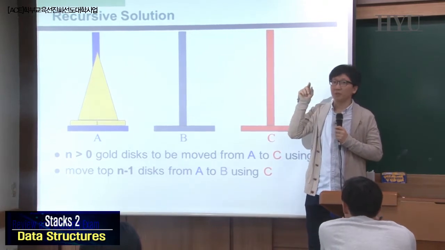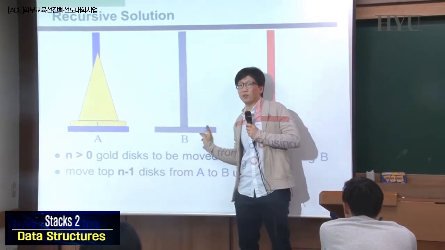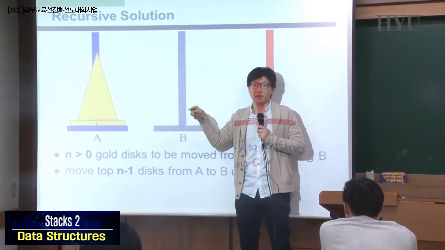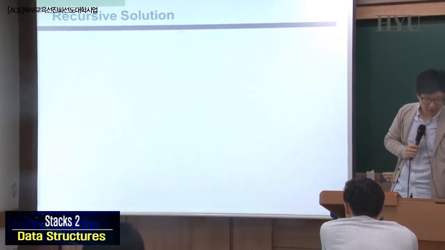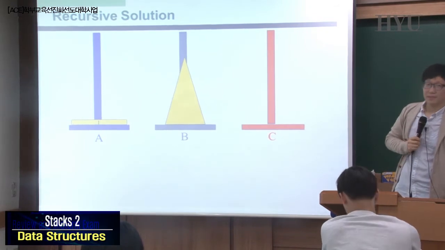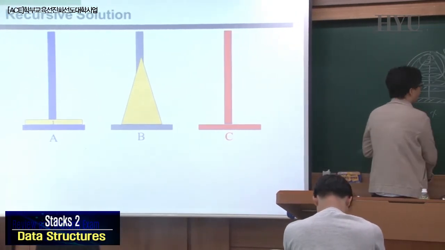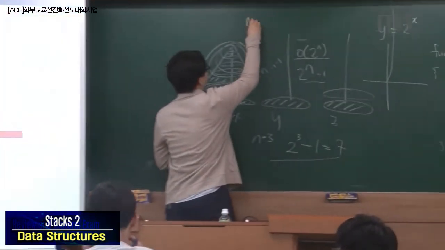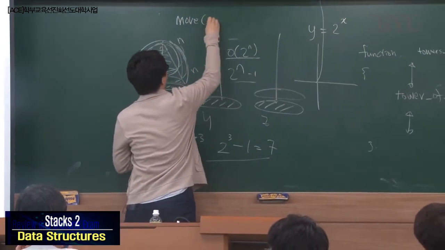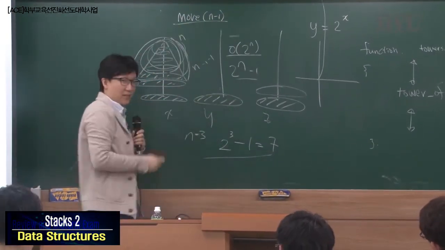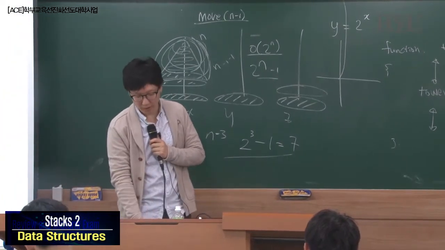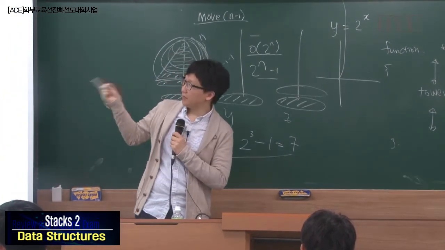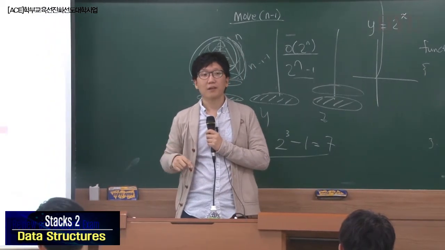So I look at how long it takes to move the n-1 disks over. Moves n-1. Okay, I moved them all. That's how many times it takes from A to B. Okay. What else? Then after this, what do I need to do?